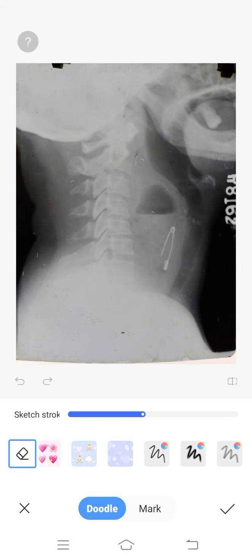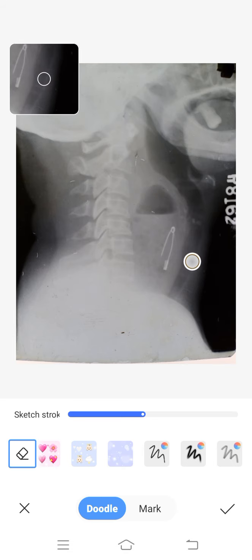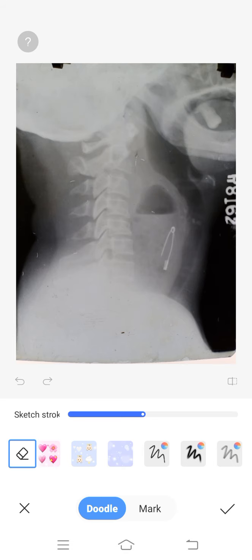So once again, X-ray soft tissue neck lateral view showing straightening of the cervical vertebra, widening of the prevertebral soft tissue area with a foreign body safety pin with fluid air level and airway narrowing. So foreign body safety pin in the cricopharynx with retropharyngeal abscess and airway narrowing.